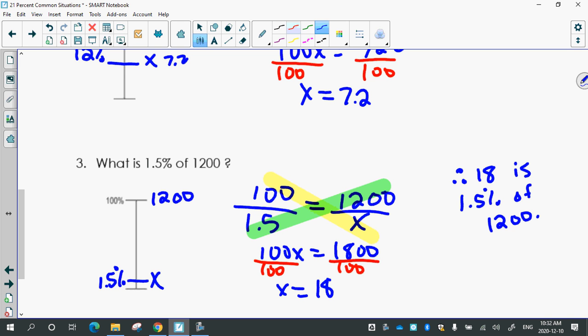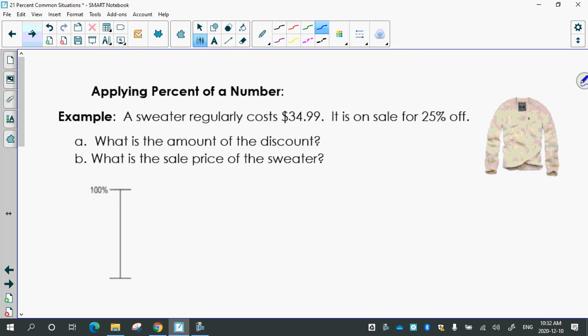Okay? So that's just a general idea. Now we're going to start applying it to real-life situations. We're going to have to think a little bit harder about what to do with our number. So a sweater regularly costs $34.99. It's on sale for 25% off. What is the amount of the discount? So how much money do you save? Okay? So if it's a 25% off sale, you're going to save 25% of the regular price.